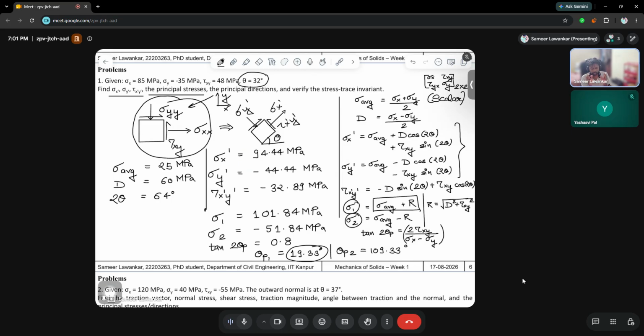Or if I try to explain it another way, in a mathematical sense, you start from 0 degree, go to 360 degree, and find out the value of sigma x, sigma y and tau x dash y dash. The maximum value which you will get in this particular column is sigma 1, and the minimum value in this column will be sigma 2. When you get these values of sigma 1 and sigma 2, the particular theta at which they occur is your theta p1 and theta p2. I hope these things are clear till now. If not, you can even ask now.